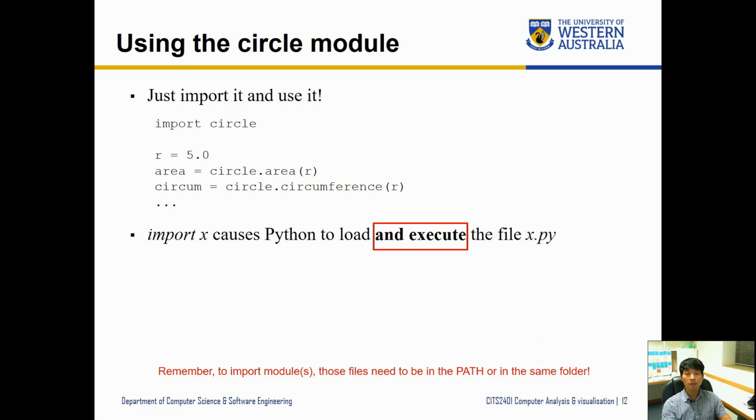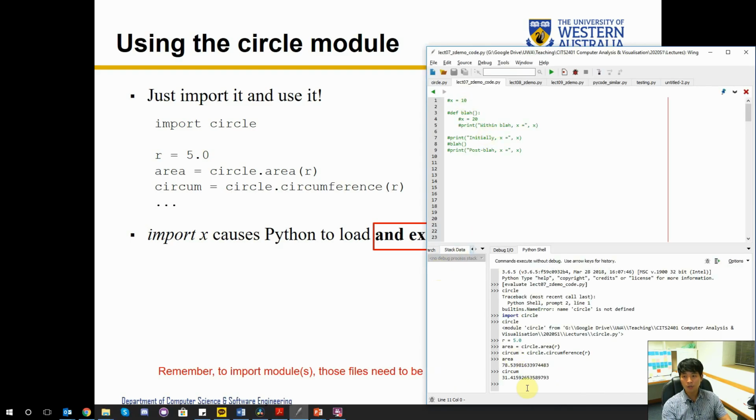Another point is that when you import a module, essentially it's running the whole module before running your own program. So import x causes Python to load and execute the file x.py. Remember, to import modules, those files need to be in the path of the same folder. So I can write this code up here. Let's do that. Import circle, and then r equals 5.0, area equals, why am I doing this?